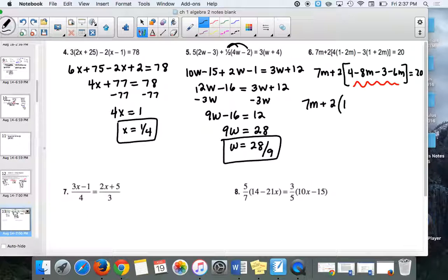Negative 8m minus 6m is negative 14m. So I have 7m plus 2 minus 28m equals 20. Do you guys have that? Check your paper. 7m plus 2 minus 28m equals 20.